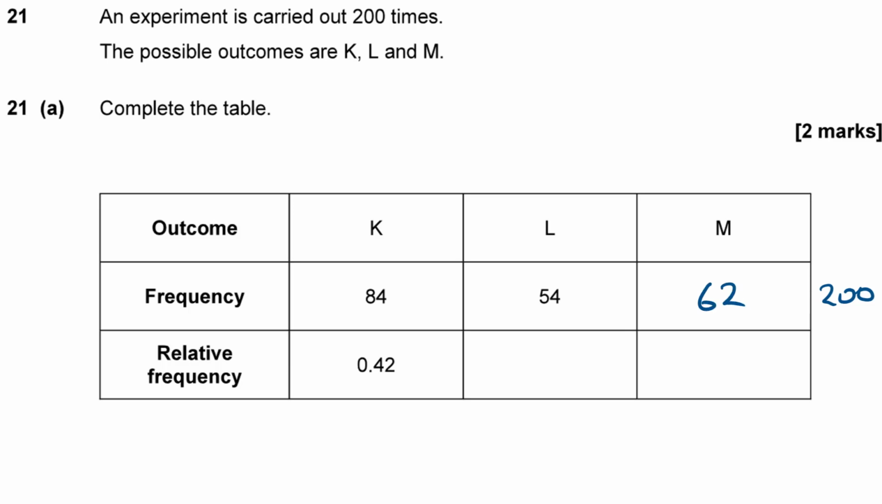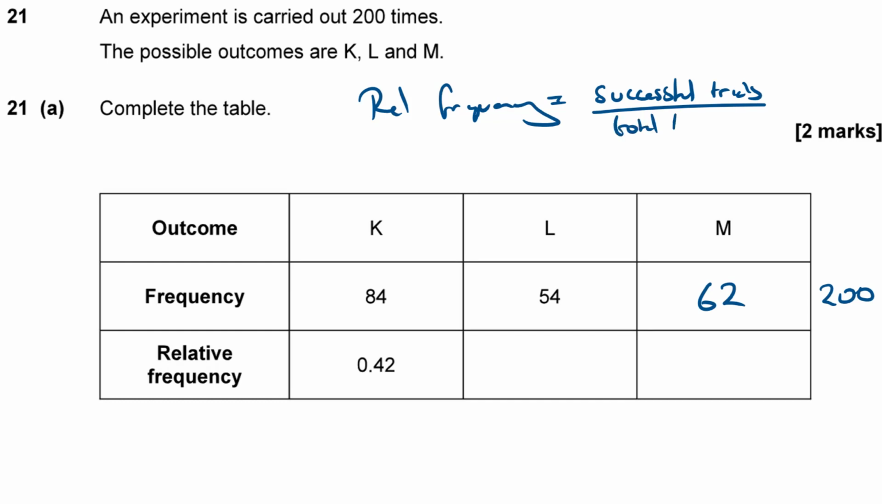Now you find relative frequency. Relative frequency is given by successful trials divided by total trials. So to work out the relative frequency of each one of these, you're going to have to divide each one by 200. Now you can see that's what's been done with the first one. 84 divided by 200 is 0.42. 54 divided by 200 is 0.27. And 62 divided by 200 is 0.31.